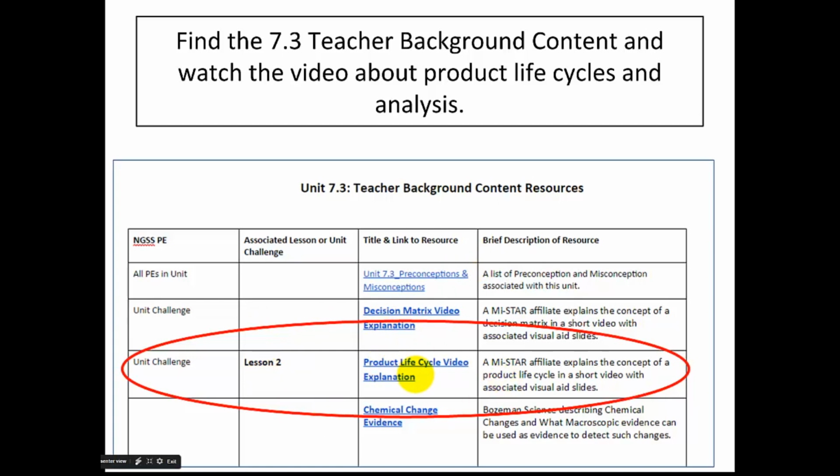So what I'd like you to do now is use the Unit Overview document to navigate to the Teacher Background Content Resource table shown here, and then go ahead and watch this screencast video about the product life cycle. When you're done, we'll come back and we'll take a look at the Unit 7.3 Unit Challenge.